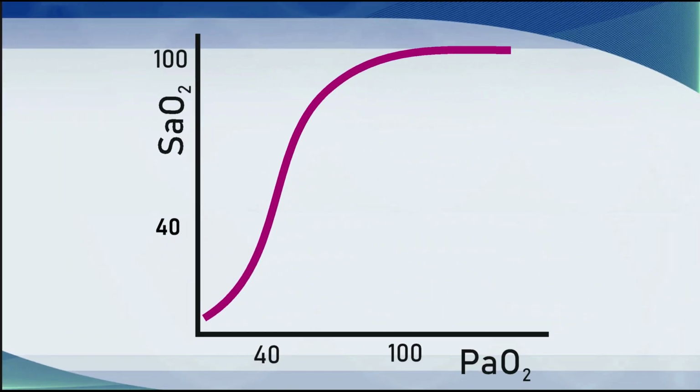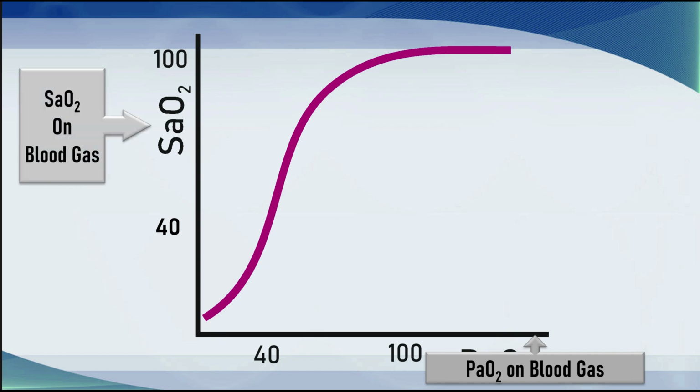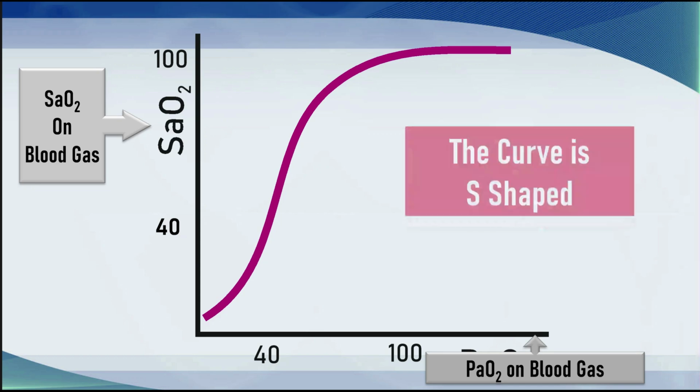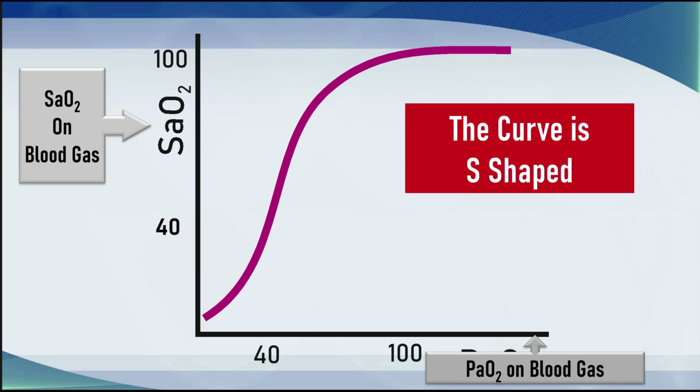This is the oxyhemoglobin dissociation curve that you will see in all of the textbooks. On the x-axis, that's the horizontal axis, you have the partial pressure of oxygen in the blood as measured by the blood gas. On the y-axis, that's the vertical axis, you have the percentage of hemoglobin saturated with oxygen on the blood gas. Note that the curve is S-shaped, reflecting the stronger propensity of hemoglobin to grasp onto oxygen at higher saturation levels. Note that there is an elbow in the curve at approximately 90% saturation, where the oxygen content versus hemoglobin saturation falls dramatically.